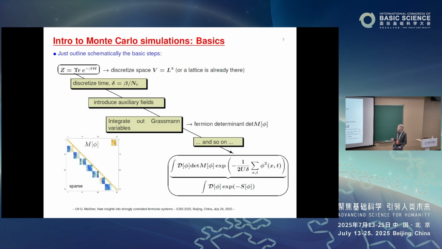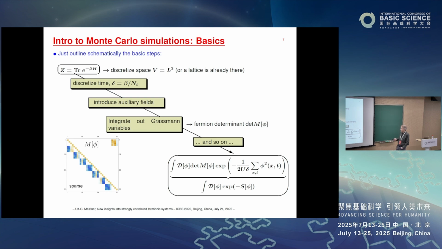Now let me get into Monte Carlo simulations. Here I just show you the basic steps. We start with the partition function, given in terms of some Hamiltonian and inverse temperature. Then either you have to discretize space in some volume L cubed, or in condensed matter, the lattice is already there, given by the ions. Then you also discretize time in some way. You usually introduce auxiliary fields. I will explain this in more detail later.